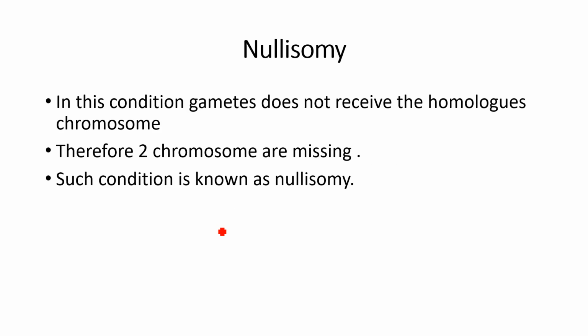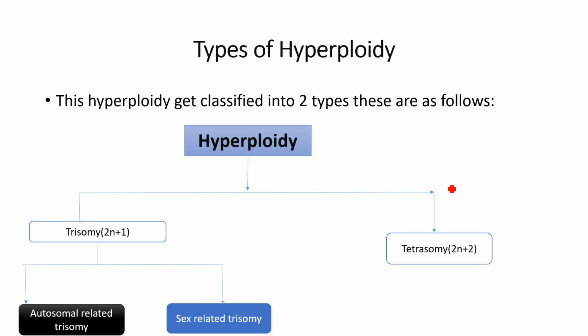Nullisomy means what? In this nullisomy condition, gametes do not receive the homologous chromosome. See, dear student, the requirement is that the homologous chromosomes should pair, then separate. But here the gametes do not receive the homologous chromosome, and that's why two chromosomes are missing. How many chromosomes are missing? Two chromosomes are missing, and such a condition is called nullisomy.